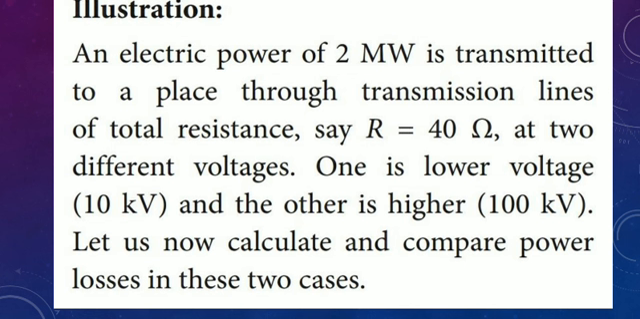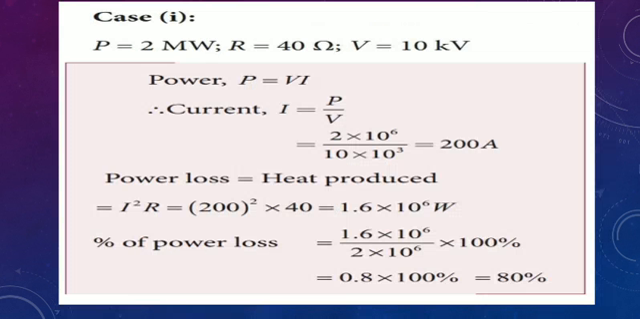For this illustration, there are two cases. That means there are two ways to find out the power loss. Now see the first case. The power is 2 megawatt, where mega means 10 power 6, and the given resistance is 40 ohm, and the two voltages are given. I am taking the first voltage, 10 kilovolt.